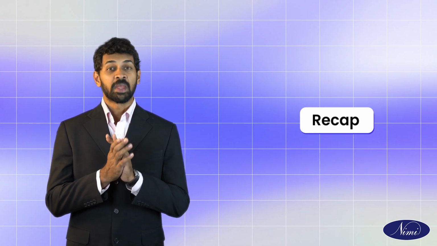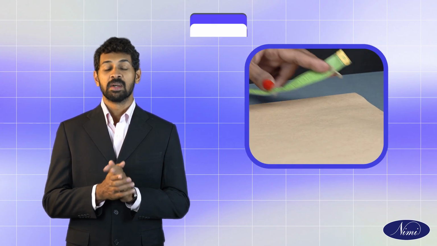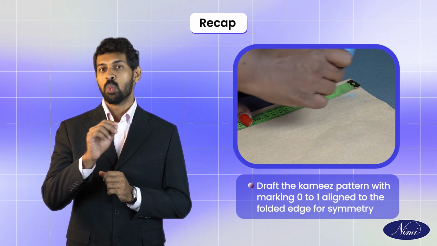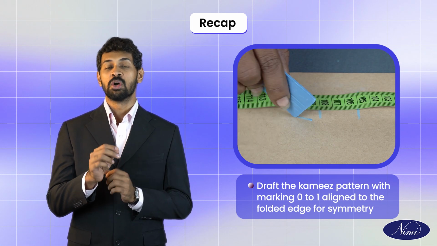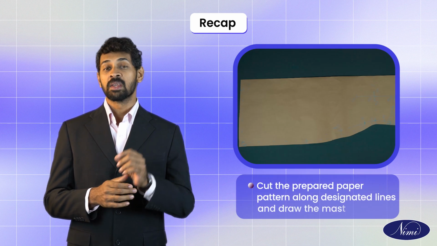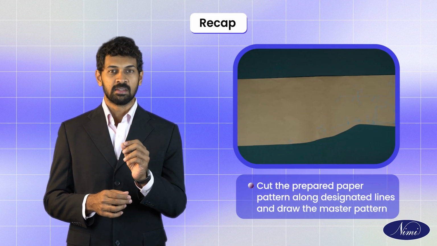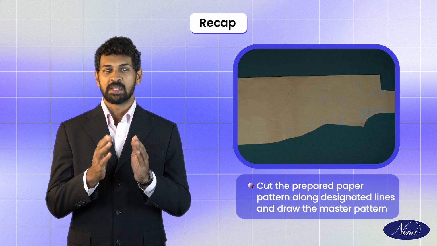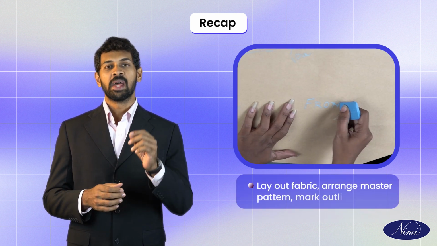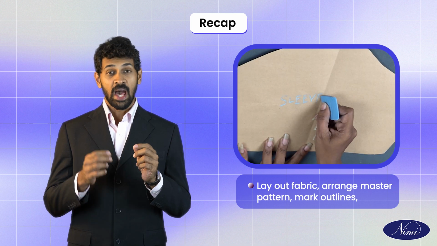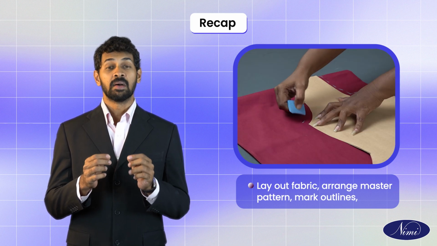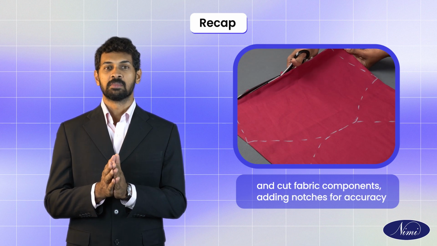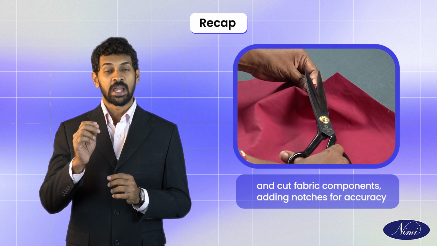Let's recap the key points discussed. Draft the kameez pattern with marking 0 to 1 aligned to the folded edge for symmetry. Cut the prepared paper pattern along designated line and draw the master pattern. Lay out fabric. Arrange master pattern. Mark outlines and cut fabric components, adding notches for accuracy.